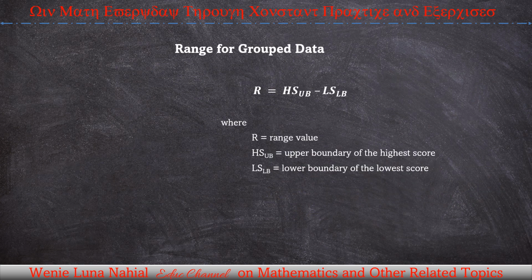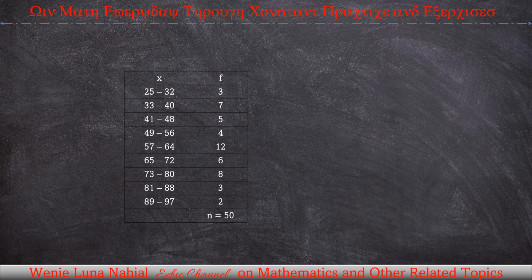Range for grouped data. For the range of grouped data, you have the upper boundary of the highest score minus the lower boundary of the lowest score. So again, R is the range value, UB is the upper boundary of the highest score, and LB is the lower boundary of the lowest score.